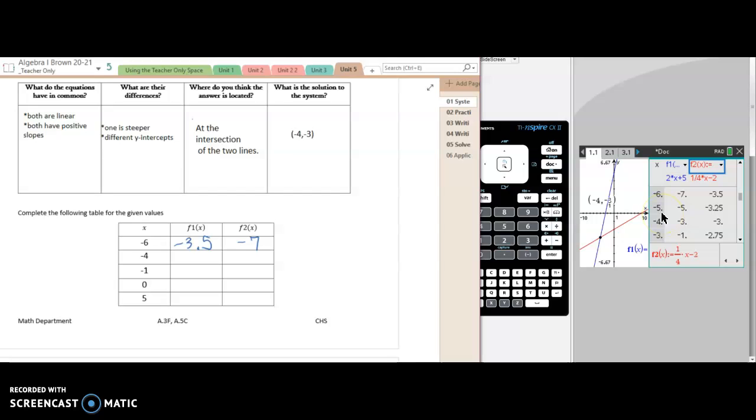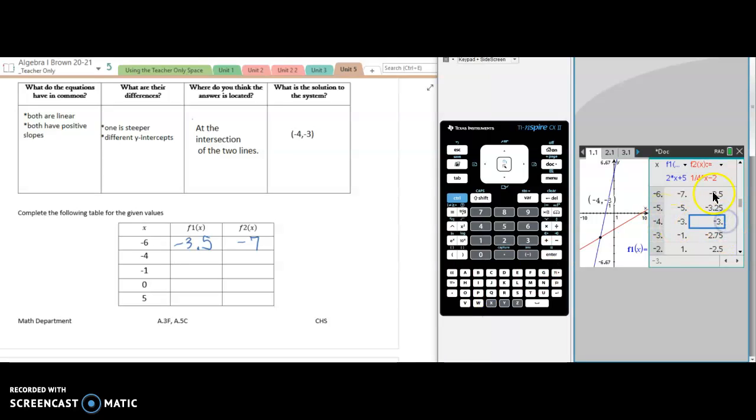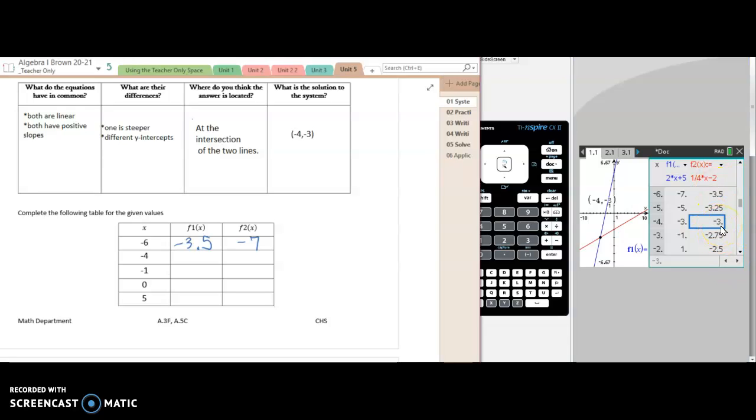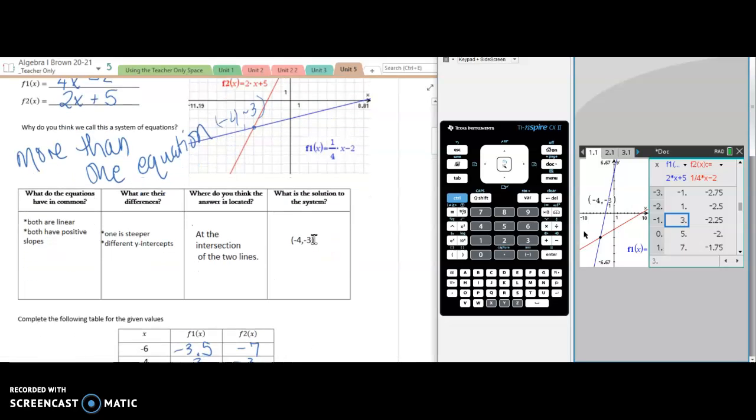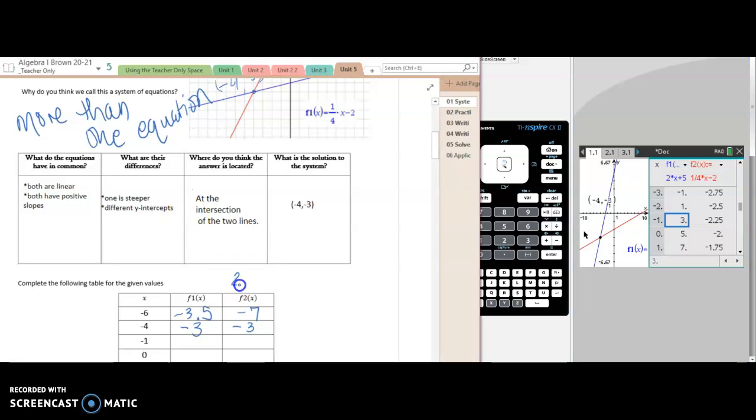Let's see, we have a -4. Come down here to -4. For 1/4 x minus 2, my y value is -3. For 2x plus 5, my y value is -3. Over here, come down. At -1, my y value for 2x plus 5, let me write this up here, maybe that'll help. This is 2x plus 5. This is 1/4 x minus 2.